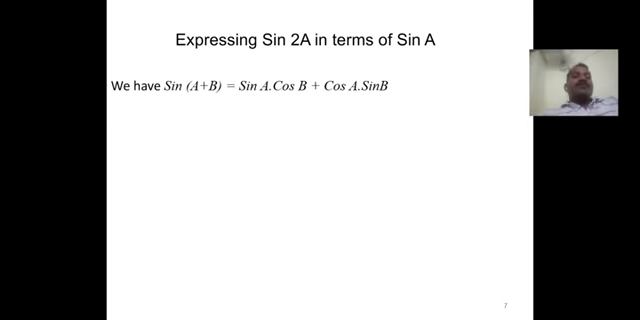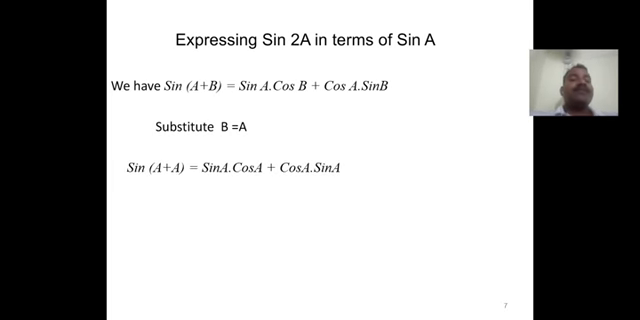Now, for expressing sine 2A in terms of sine A, take the sine of A plus B formula: sine A cos B plus cos A sine B. In this formula, if we substitute B equal to A, sine of A plus A is equal to sine A cos A plus cos A sine A. So sine 2A is equal to sine A cos A and again sine A cos A, that is 2 sine A cos A. So the sine 2A formula is 2 sine A cos A.